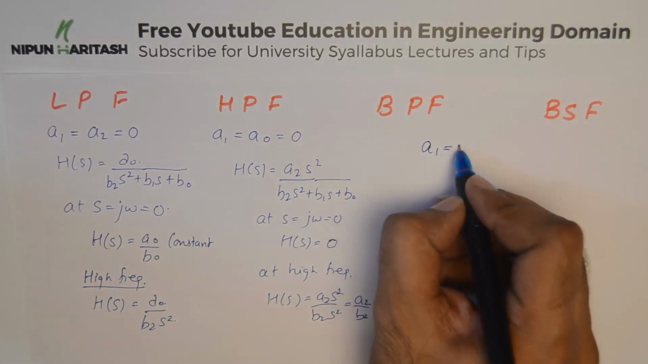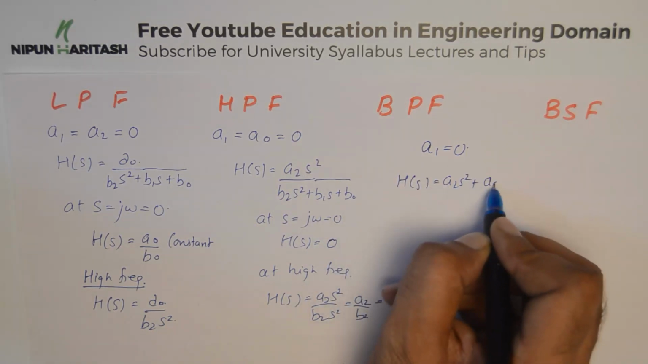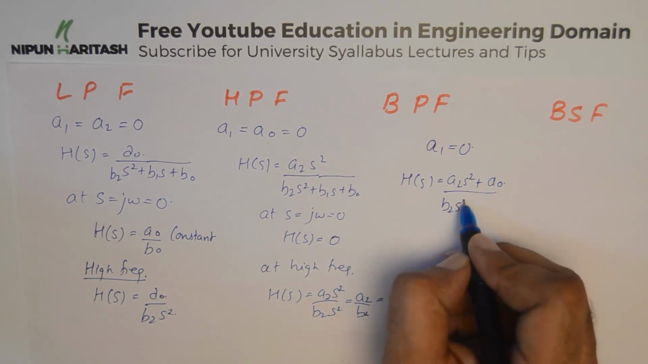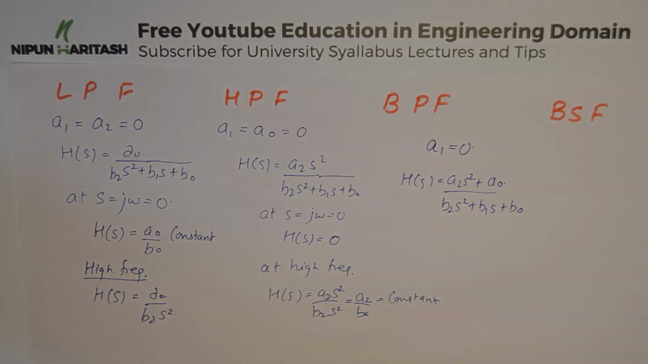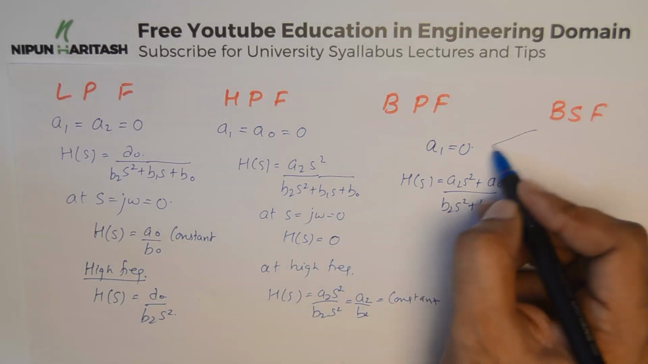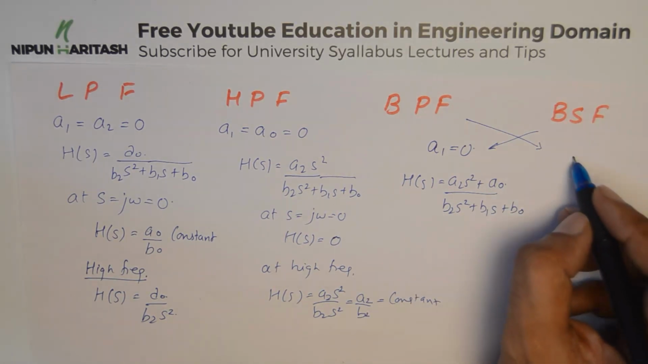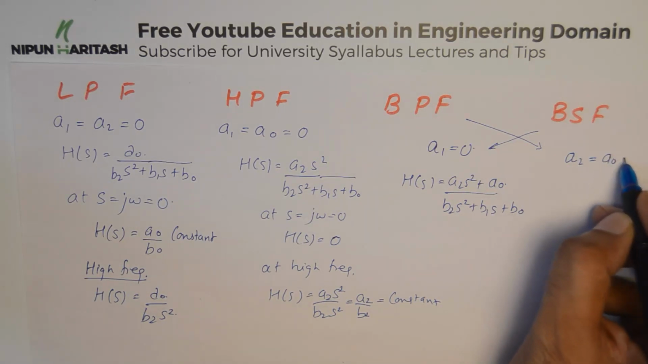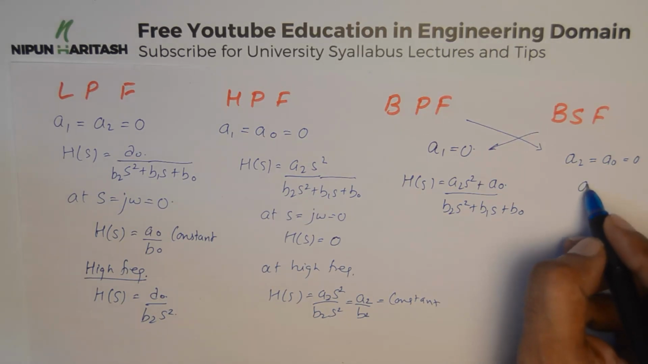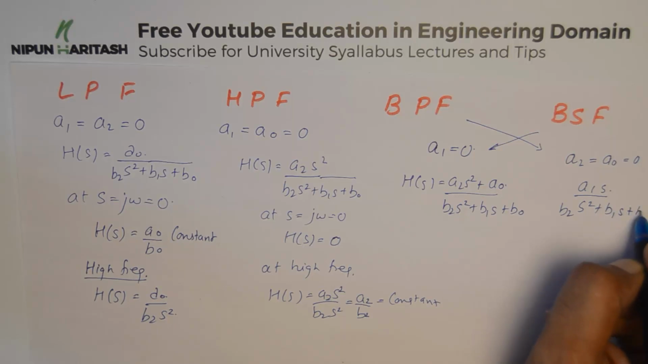So if we make a1 equal to 0, we get H of s to be equivalent to a2s square plus a0 upon b2s square plus b1s plus b0, and it gives me the characteristics of a band stop filter. And a band pass filter can be made by making a2 and a0 equivalent to 0. So that will give me a1s upon b2s square plus b1s plus b0.